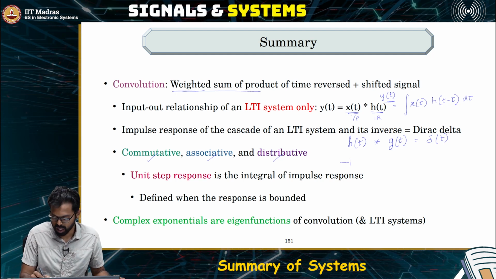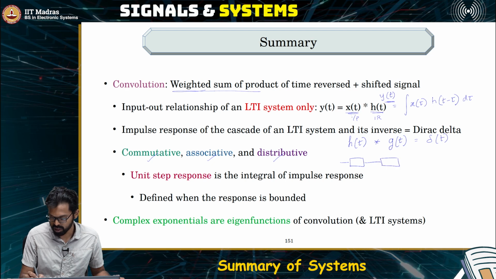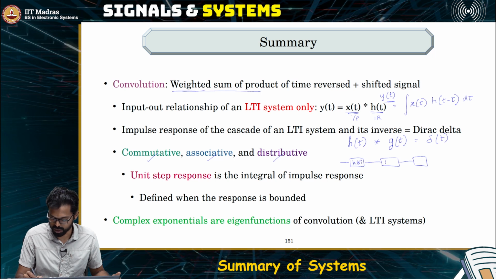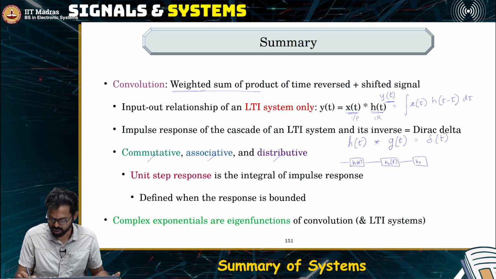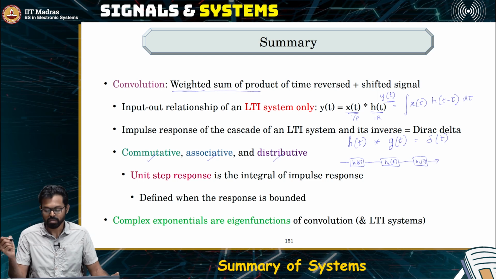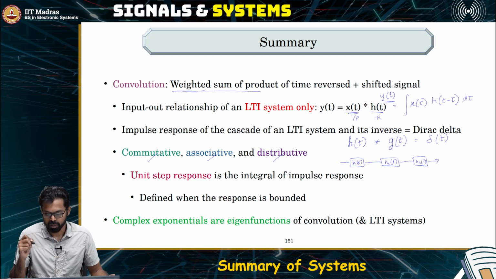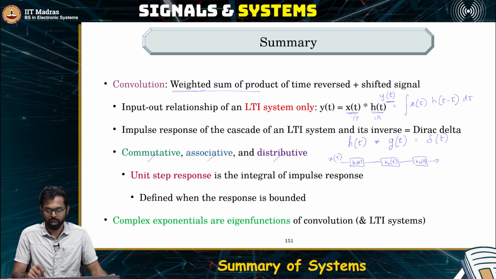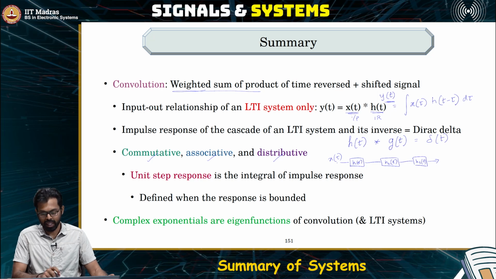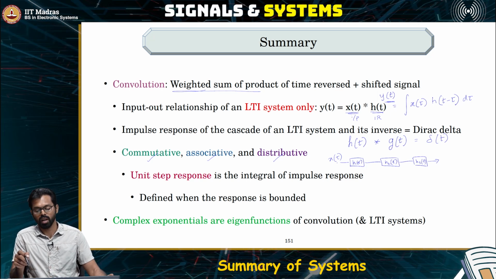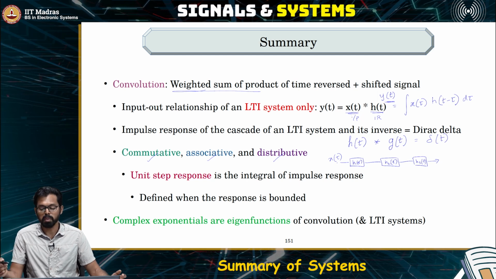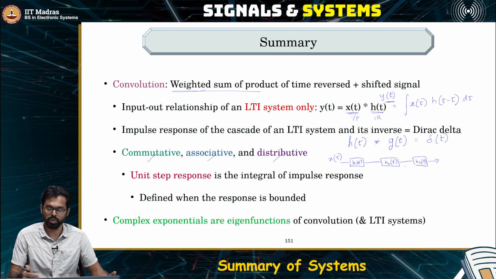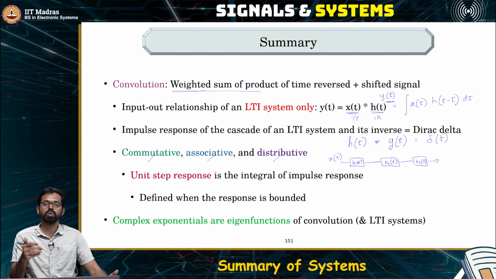For example, let's say we had a sequence of systems like this. Let's say this is some h1 of t, and this is h2 of t, and this is h3 of t. If somebody says find the output for some x of t, you can convolve this x of t with any of these h1, h2, h3 in any order. It does not really matter. It can so happen that if you convolve x of t with h2, it might be easier than convolving it with h1. So depending upon what is easier, you can do that convolution.